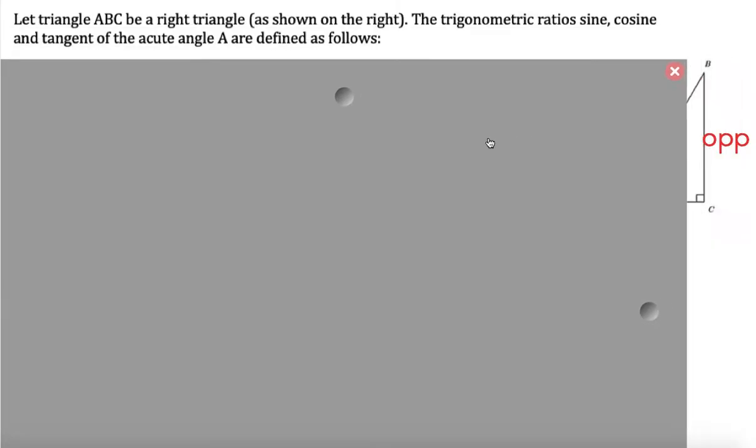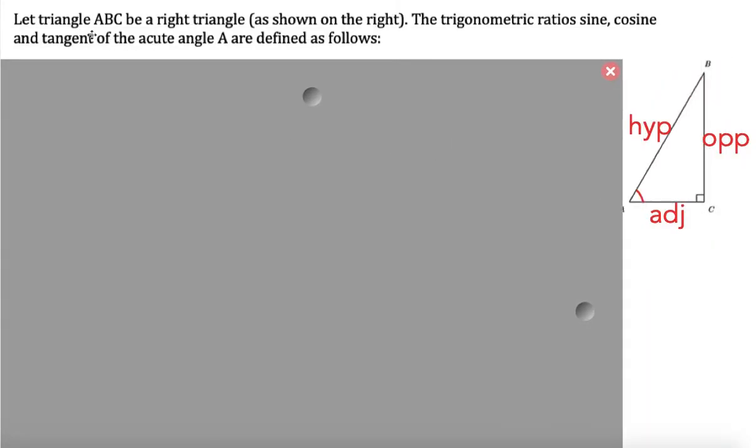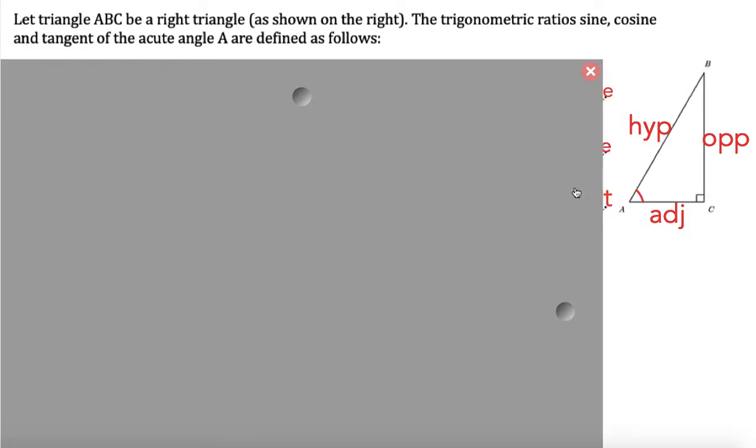So to get started here, we want to look at triangle ABC. And to use the trigonometric ratios of sine, cosine, and tangent, we need to understand, in this direction it says to use angle A. So from angle A, we need to label the opposite, the adjacent, and the hypotenuse, and abbreviate those OPP, ADJ, and HYP.